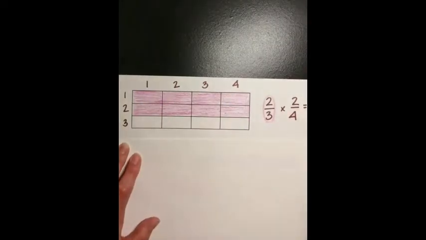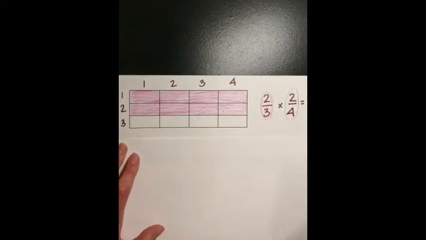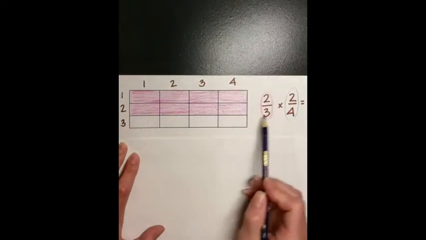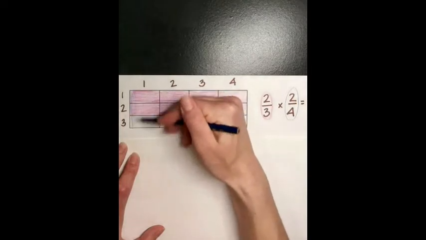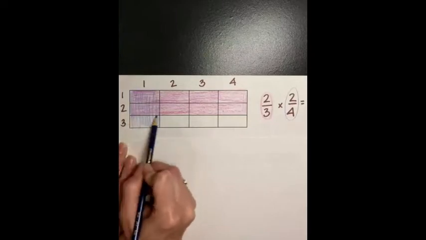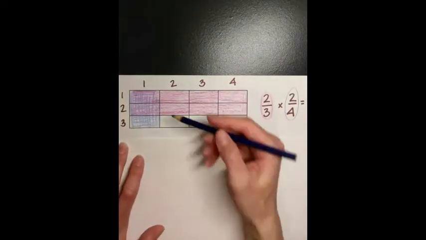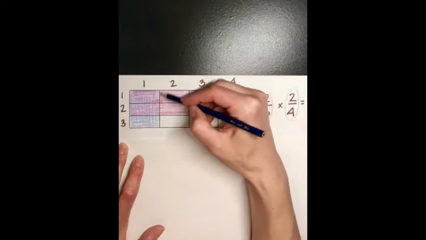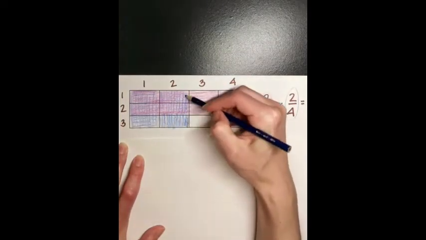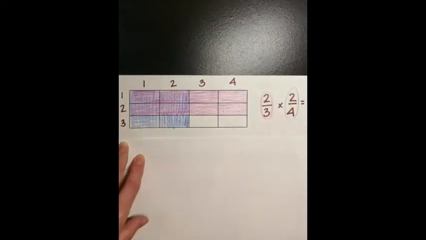Then I need to shade 2/4. So I'll use this blue color to shade in 2/4. Now remember, fourths, those were going vertically here because I have 4 vertical groups, and I need to shade in 2 of them. 1. There's 1/4 in blue, and 2. Here's my second fourth. Okay, 2/4 in blue.